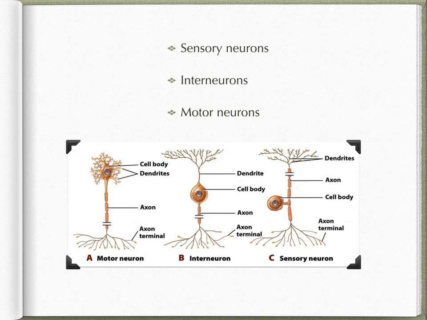There are three types of neurons: the sensory neurons that carry sensory information from the cranial and spinal nerves into the CNS, the interneurons that receive sensory information and pass it to other interneurons or to motor neurons, and the motor neurons that carry information from the CNS through nerves to effectors such as muscles or glands.